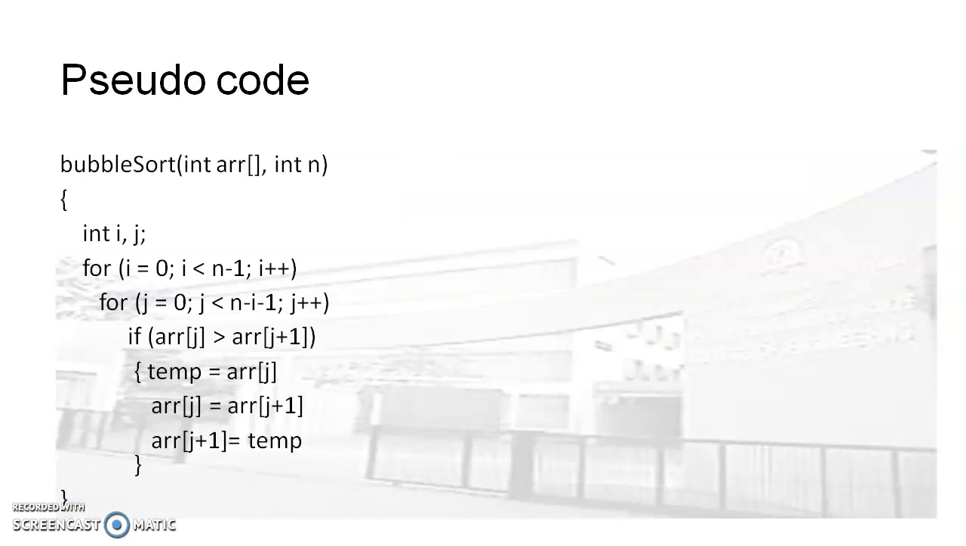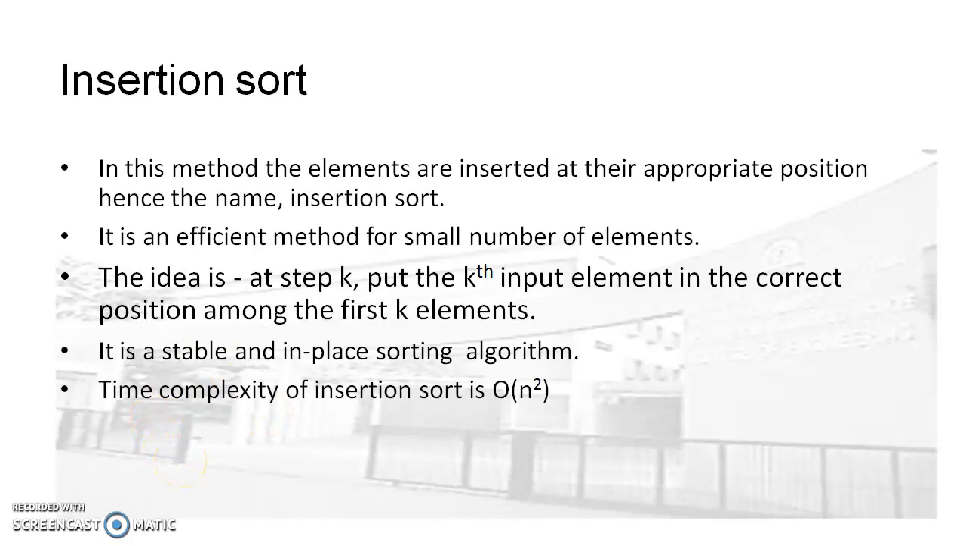The pseudocode for bubble sort is 2 nested for loops which goes from 0 to n minus 1 and 0 to n minus i minus 1. Each time there is a comparison of adjacent elements. So array of j will be compared with array of j plus 1. The adjacent elements are compared. And if the first number is greater than the second, there is a swapping operation. So this is the code to perform the swap operation. So that's the simplest bubble sort algorithm.